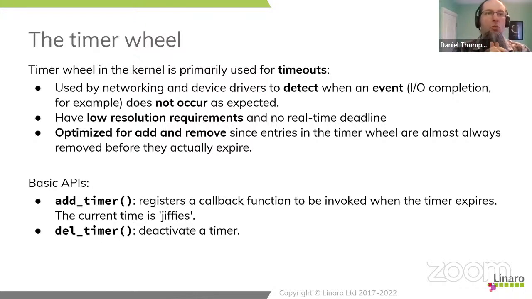Now, this is where this difference that I want to really push on between high resolution wake-ups and the timer wheel comes into play. So the timer wheel is a timeout and expiry mechanism that hangs off the scheduler tick, meaning it has a relatively low resolution based on the default tick setting. And it's primarily used by networking and device drivers to detect when events didn't happen like we expected.